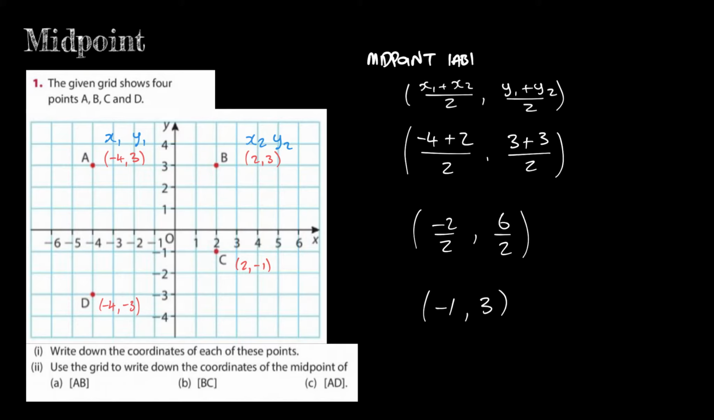And negative 1, 3 is going to be here. So negative 1, 3 is that point there. Negative 1, 3.